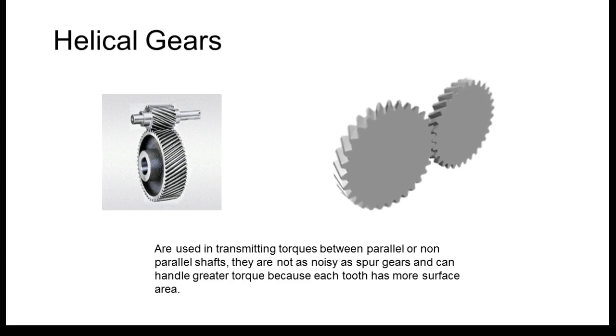The other gear we have is what we call a helical gear. I give that name because it's at a slant. Usually when you use the term helical, that means at a slant.